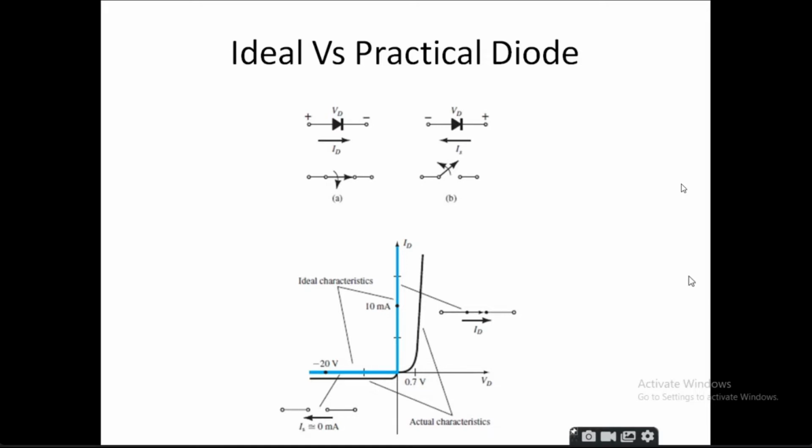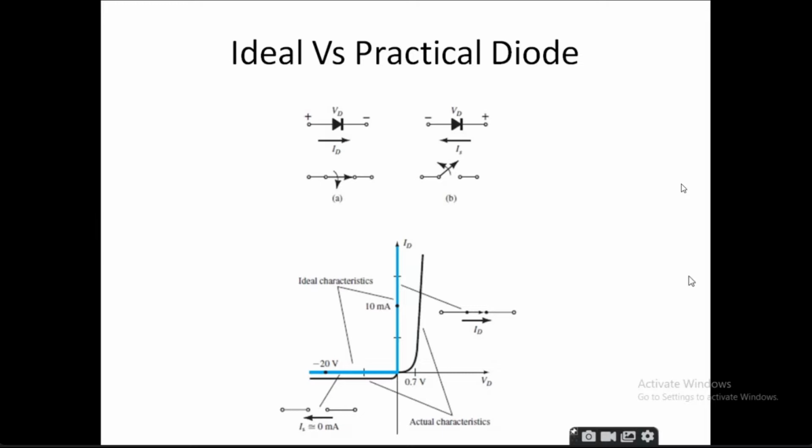But when we perform our analysis in most cases, whether it's a practical circuit like a rectifier, which we'll be seeing later on, or any other circuit like a clipper or a clamper, we don't consider the diode in exactly the same way that we have plotted. We try to model it. And that's why the question comes: how do you model a diode? In this slide, the heading is ideal versus a practical diode.